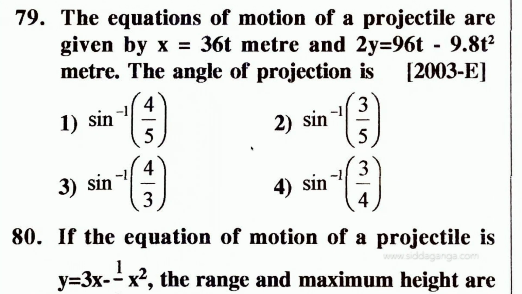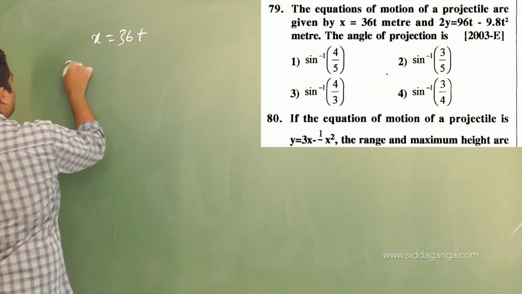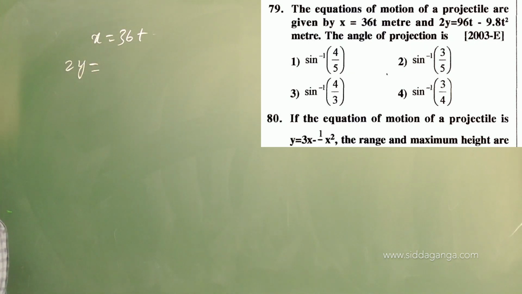79. The equations of motion of a projectile are given by x equals 36t and 2y equals 96t minus 9.8t square. X equals what? 36t, and 2y equals how much?